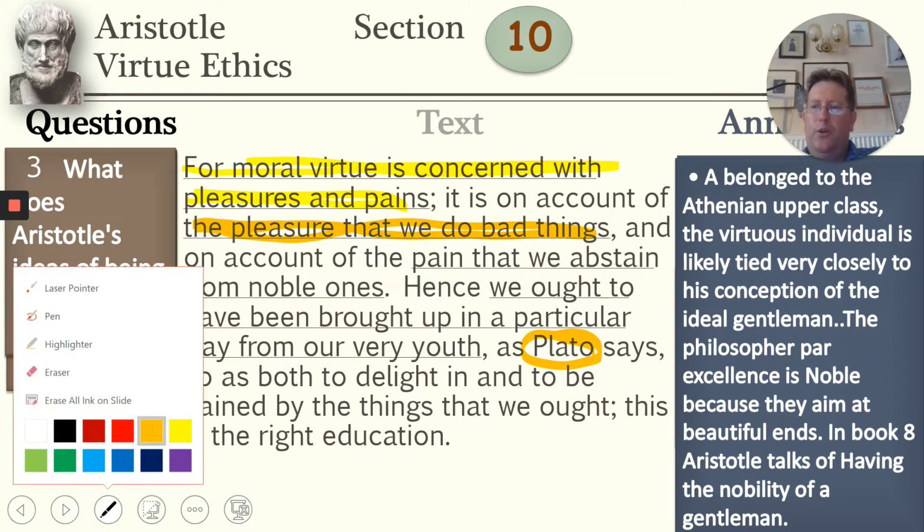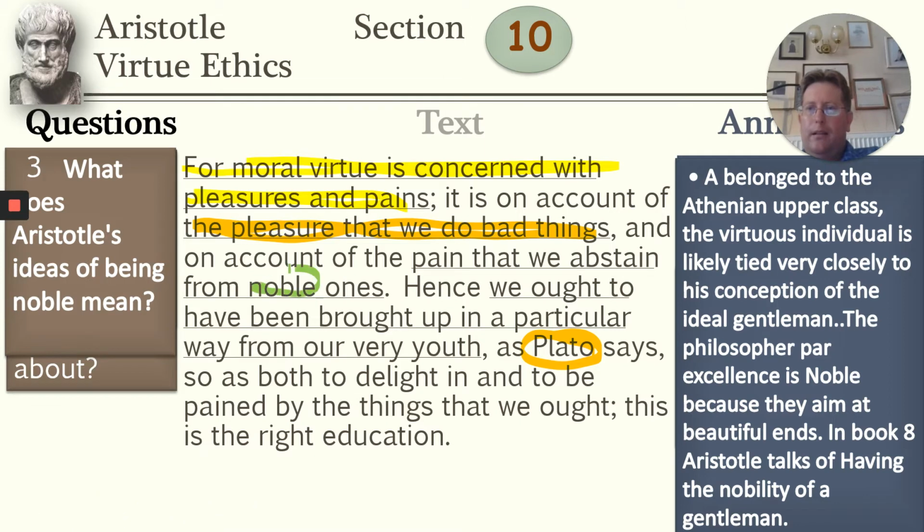Now, we have this word noble appearing here, and it's a very unusual word. Actually, the word is properly, kalon, properly translated beautiful. It's a beautiful thing to be a gentleman. It's a very Victorian idea of the gentleman. In Book 8, he talks of having the nobility, i.e. the beauty of being a gentleman. It's the pinnacle of society. It's the most noble thing you can aim at.